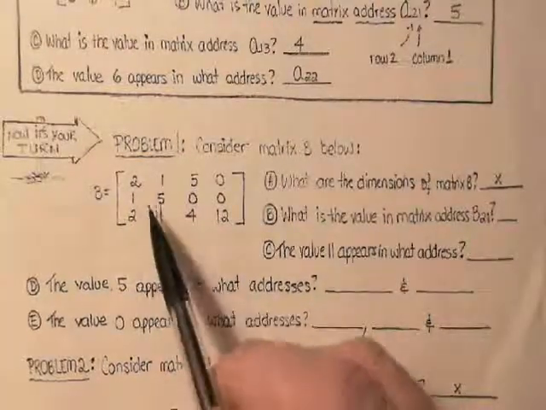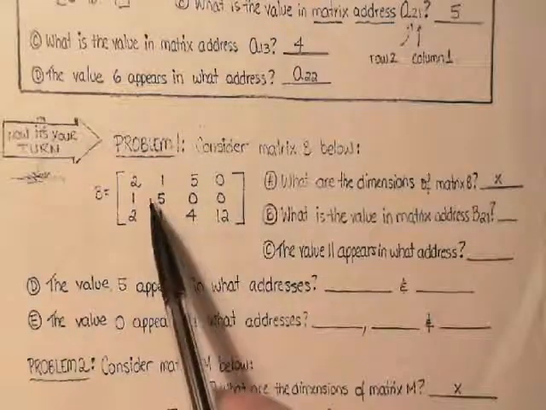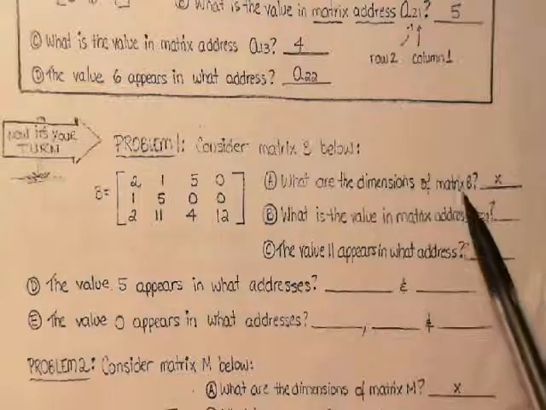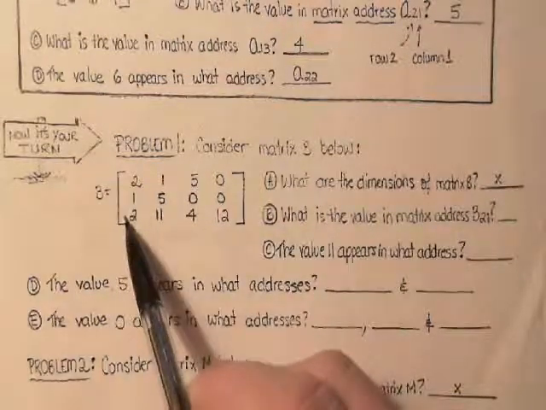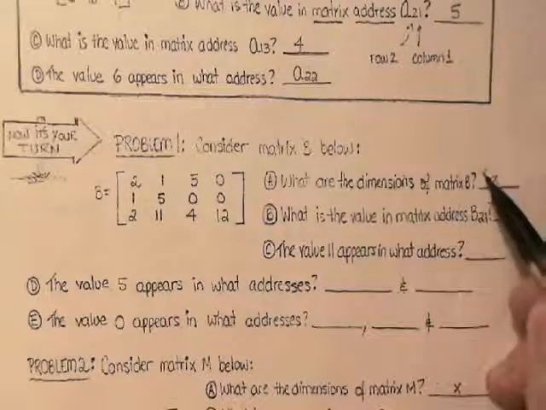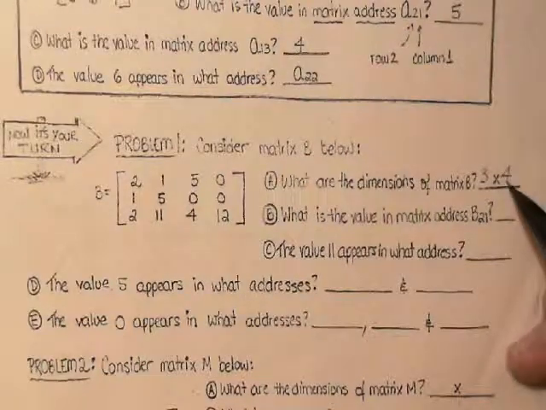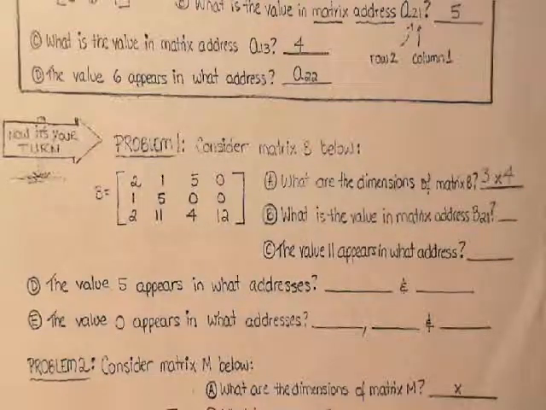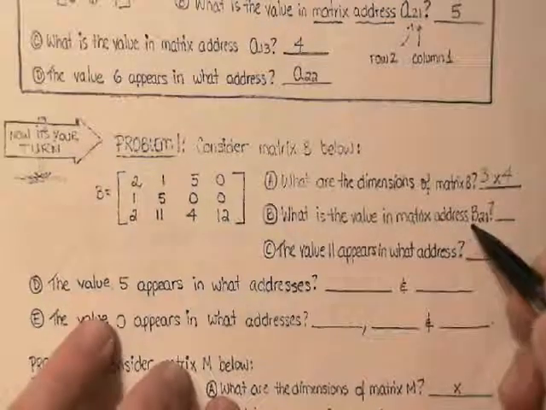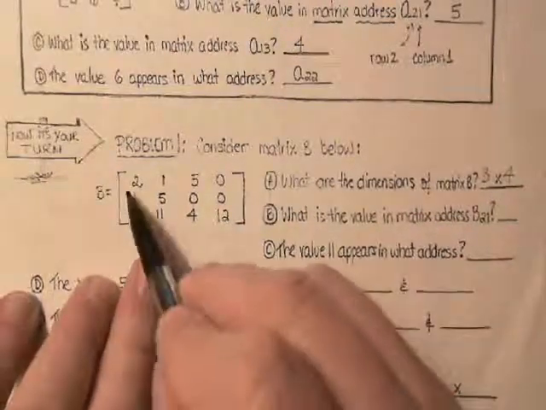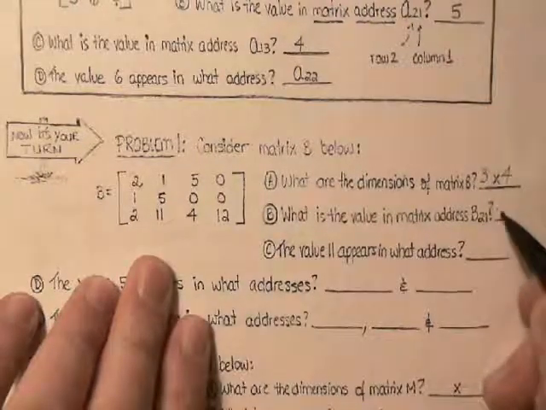So let's look at some examples that we have over here. Suppose I have this problem number 1, consider matrix B below, and it's asking what are the dimensions of matrix B. Well, matrix B has 1, 2, 3 rows, so 3, and 1, 2, 3, 4 columns, 3 by 4. And what is the value of matrix B 2, 1? So row 2, column 1 would be number 1.